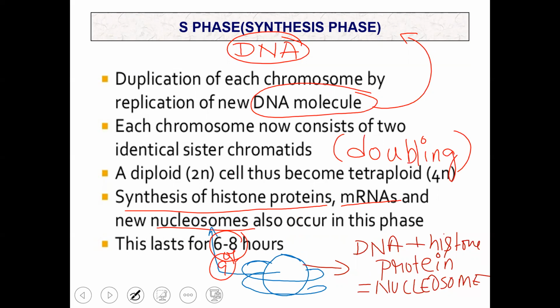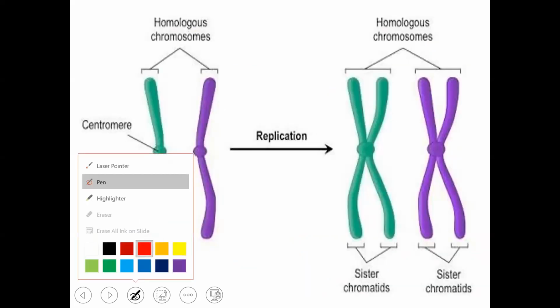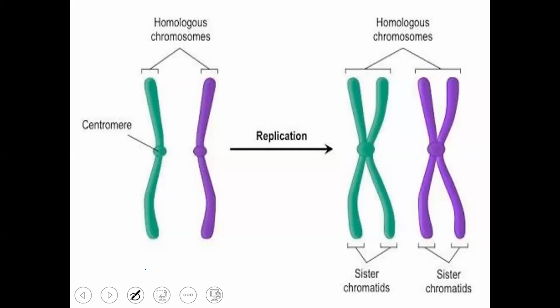Right. Then comes, yes, you can also see the duplication, how exactly it is happening. So these are the homologous chromosomes. This is the centromere, which holds the arms of the chromosomes, which are called chromatids. So these are called chromatids.